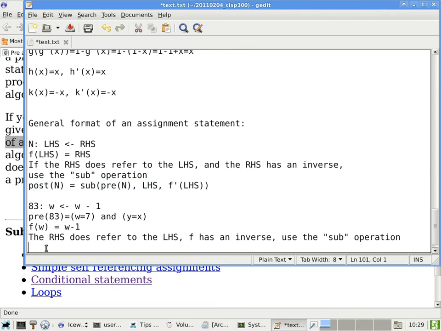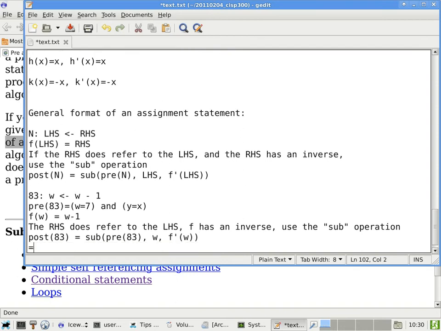So what we do is to say the postcondition of line 83 is the result of the substitution operation, which is yet to be defined. We'll take the precondition of line 83. We find occurrences of the left-hand side. And who is the left-hand side again? W. And f prime applied to w, because w is the left-hand side. And that's it. Okay? This is the overall picture of when to use the substitution rule.